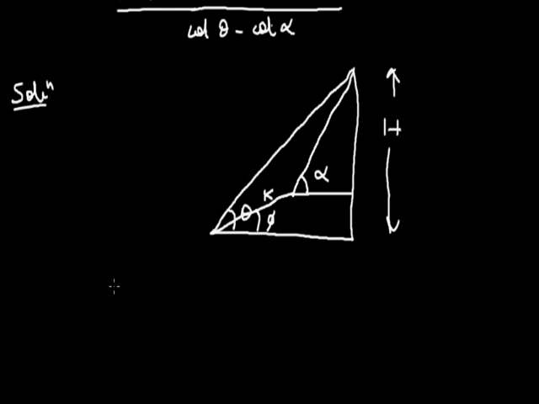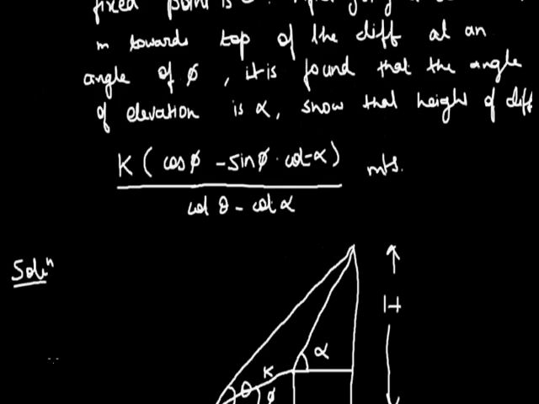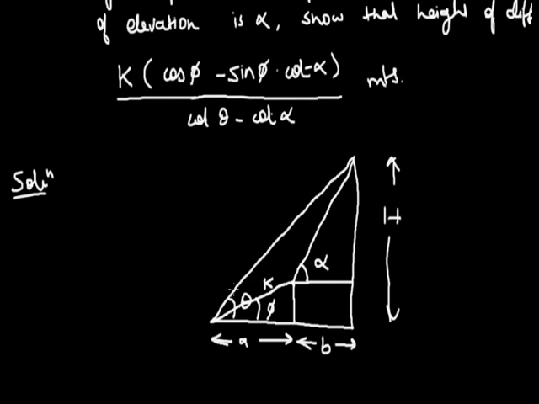So now how to solve it: let's take this distance as small a, and let's take this distance as small b. Now we'll write down the equation on the basis of the thing that we need to prove. The thing we need to prove is that the height of the cliff, that is this capital H, is equal to this given expression. In this proof, they are using cos phi, sin phi, cot alpha, cot theta, and cot alpha again.